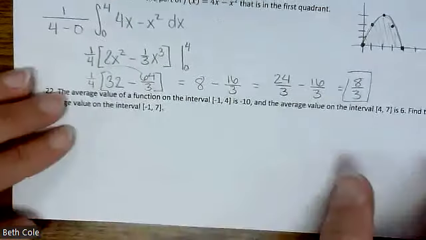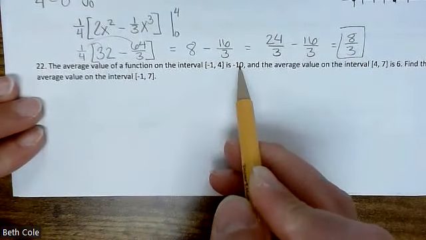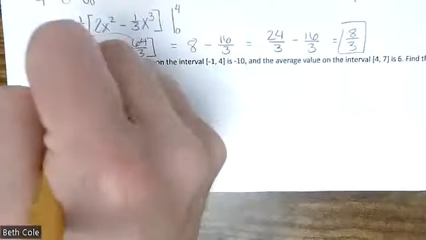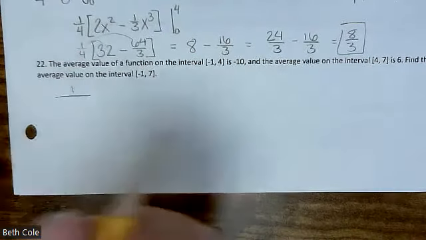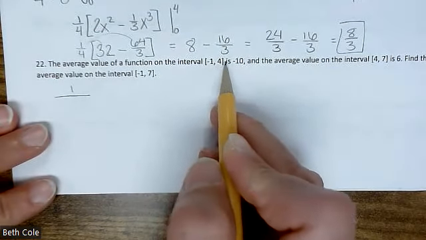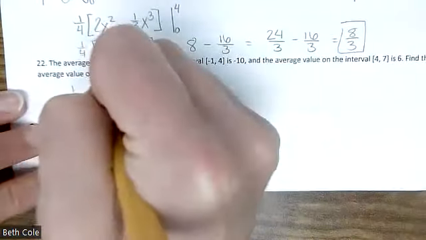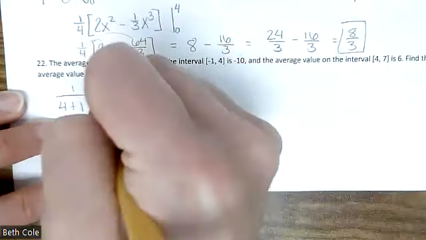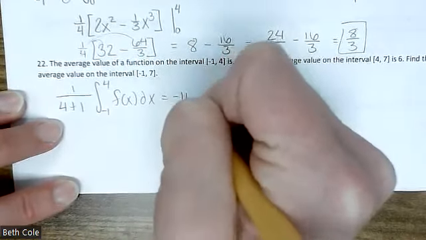All right, last one. The average value of a function on the interval -1 to 4 is -10. All right, let's set that up. What fraction would go out front? Stick with me, this is the last one. Why is it +1? Because negative. Good. Subtract. Perfect. Integral -1 to 4 f of x dx, blah, blah, blah, is -10.